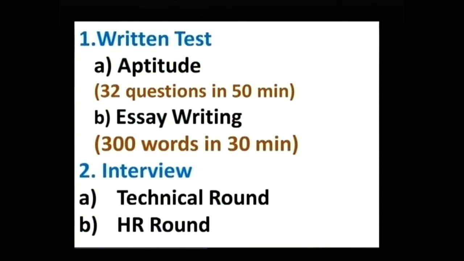The pattern is a written test, where you will have aptitude, 32 questions that need to be answered in 50 minutes. This will be followed by essay writing, 300 words that need to be written in 30 minutes. Once you clear aptitude and essay together, if you fail in either of these 2 areas, either aptitude or essay, you will fail, which means you need to clear both aptitude and essay writing. Then you will get selected for interview, where you will have a technical round and an HR round.